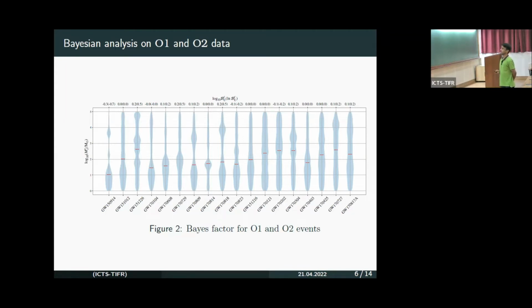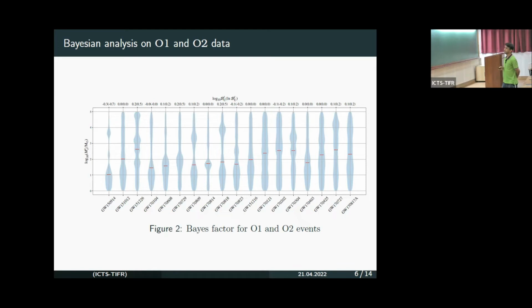In this plot, the lower horizontal axis shows you all the GW events which are detected in the O1 and O2 observing runs. Let's particularly focus on this first event, GW150914. The upper horizontal axis shows the Bayes factor values in log scale. And the y-axis shows the posterior of your lens mass, actually the log lens mass in solar mass units.